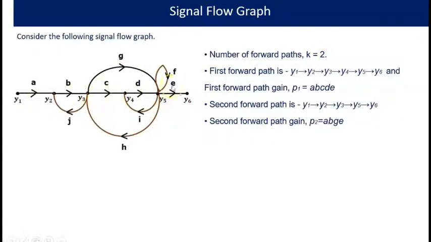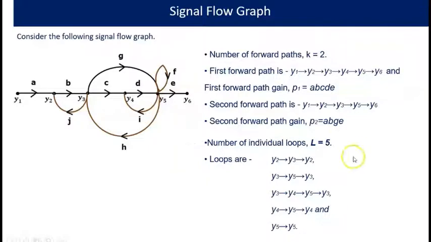First forward path, we can take this as the first path, and its gain is A, B, C, D, E. The second path is along this branch, and its gain is A, B, G, E. Then identify all the loops. This is one loop, this is another loop, and another, and another. Altogether there will be 5 loops.